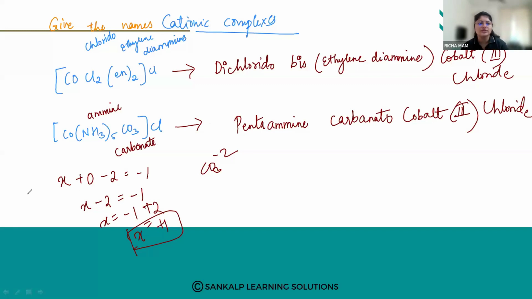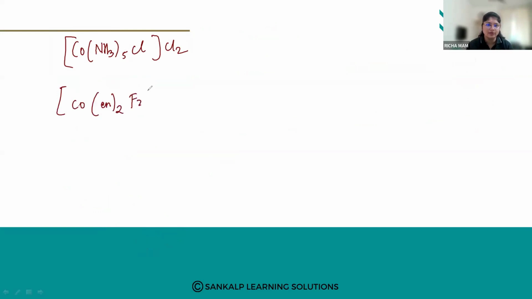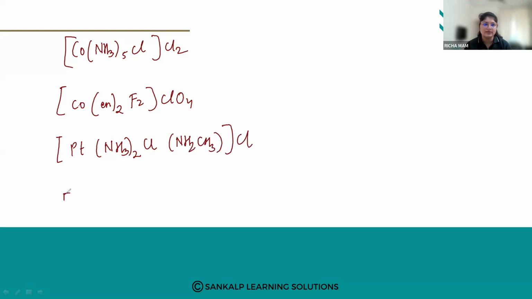Fine. So let us go for the next one. We'll go for the next one. [Co(NH3)5Cl]Cl2. Then [Co(en)2F2]ClO4. Then [Pt(NH3)2Cl(NH2CH3)]Cl. Next is [Co(en)3]2(SO4)3. Okay, we'll solve this much only.